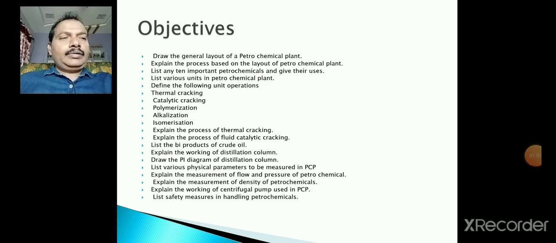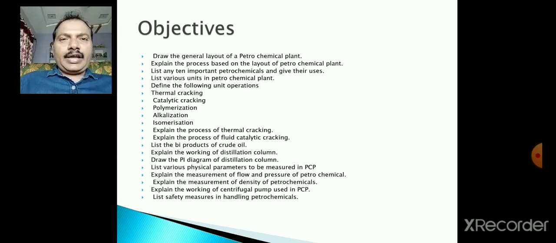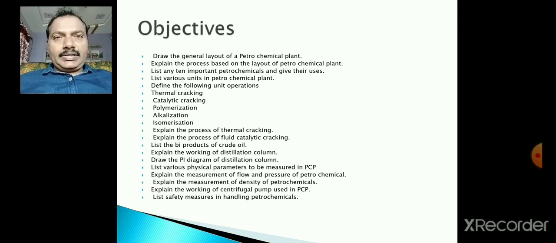So thermal cracking is an important process in the petrochemical industry in which the heavy hydrocarbon molecules are divided into smaller ones and they are collected at different levels of temperature and pressure conditions, so that we get different kinds of petrochemicals after thermal cracking. And similarly, fluid catalytic cracking.